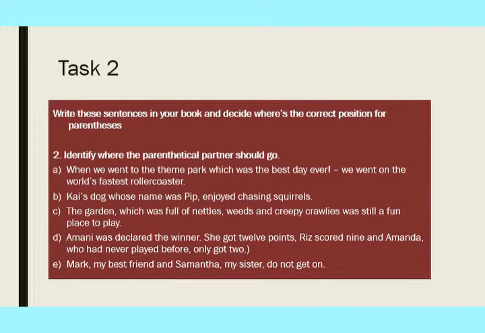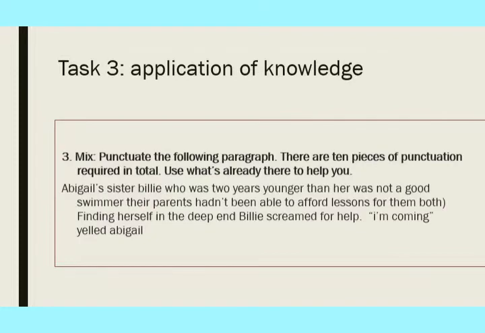Task 2. Write these sentences in your book and decide where the correct position for parentheses is. You've got to identify where the parentheses should go. When we went to the theme park, which was the best day ever, we went on the world's fastest roller coaster. Kai's dog, whose name was Pip, enjoyed chasing squirrels. The garden, which was full of nettles, weeds and creepy crawlies, was still a fun place to play. Amani was declared the winner. She got 12 points. Viz scored 9 and Amanda, who had never played before, only got 2. Mark, my best friend, and Samantha, my sister, do not get on. Okay, so you've got to put where you think the parentheses should go.